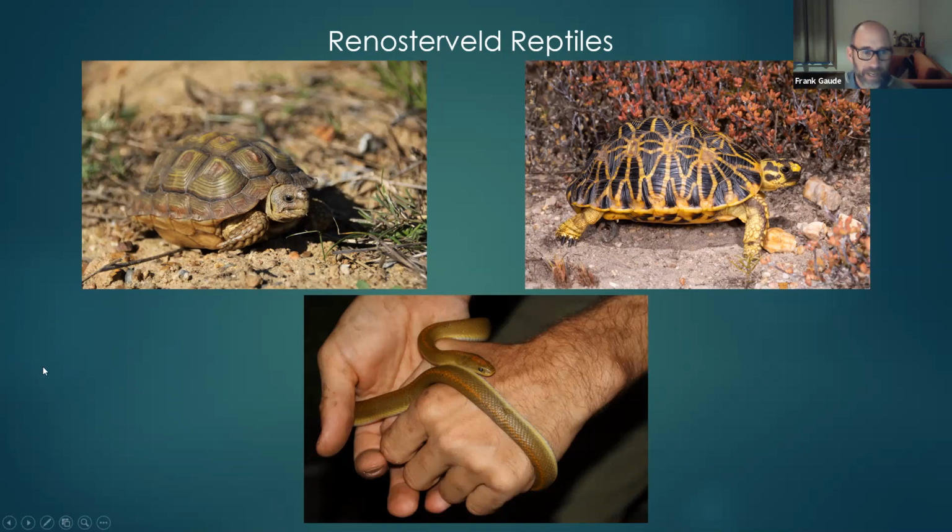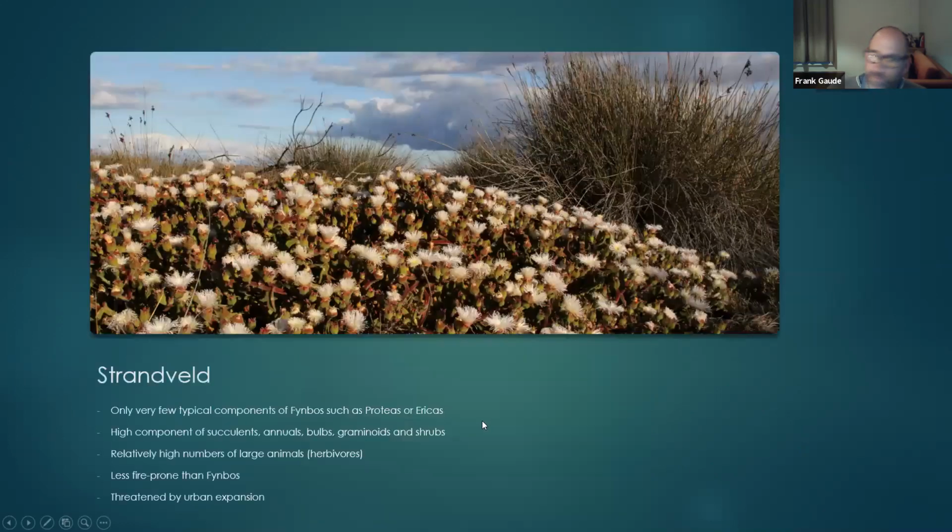So then a little bit of Strandveld as well. Strandveld belongs to the fynbos, and sometimes it's referred to as coastal fynbos. Not everybody considers this a distinct vegetation type, but I guess it depends on which level you start diversifying. It has high components of succulents, annuals, bulbs, graminoids, grass-like plants like those restios, and also shrubs.